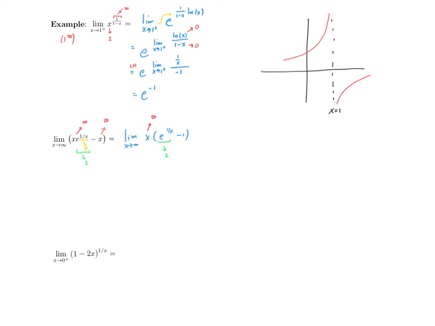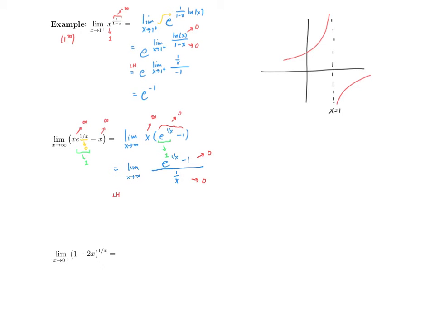Which means this second term, e to the 1 over x minus 1, is approaching 0. And that indicates we are in a scenario where we can rewrite this again algebraically so that we can apply L'Hopital's rule. So I'm going to leave the e to the 1 over x minus 1 in the top, and multiplying by x is equivalent to dividing by 1 over x.